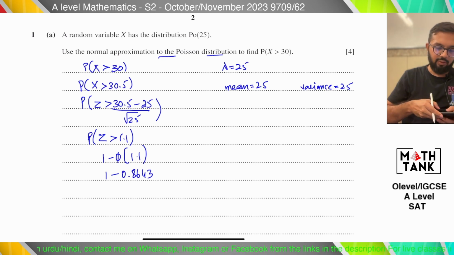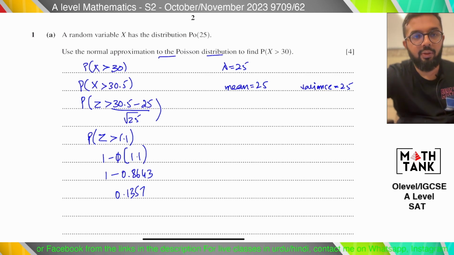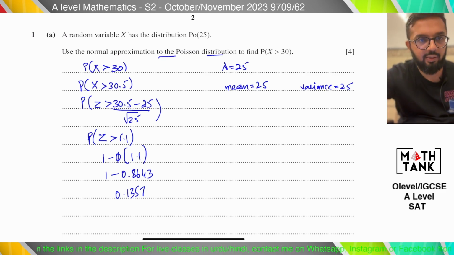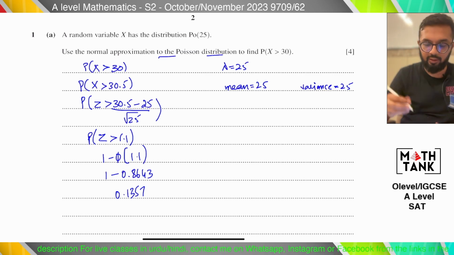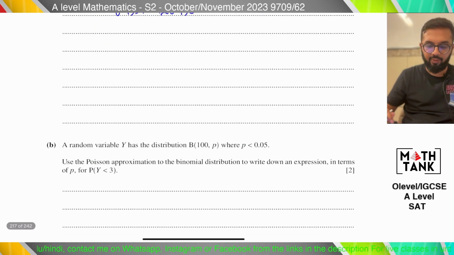So it's 1 minus 0.8643. That's 0.1357. So 0.136, if that is the correct answer. Yes, that is indeed the correct answer. So approximately equal to 0.136.